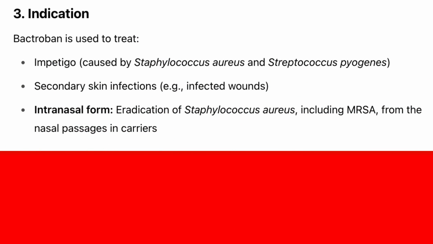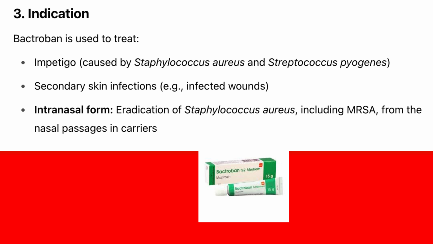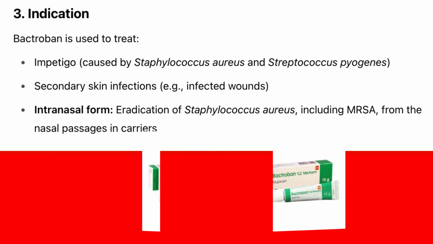Indication: Bactroban is used to treat impetigo, caused by Staphylococcus aureus and Streptococcus pyogenes, and secondary skin infections, e.g. infected wounds. The intranasal form is used for eradication of Staphylococcus aureus, including MRSA, from the nasal passages and carriers.